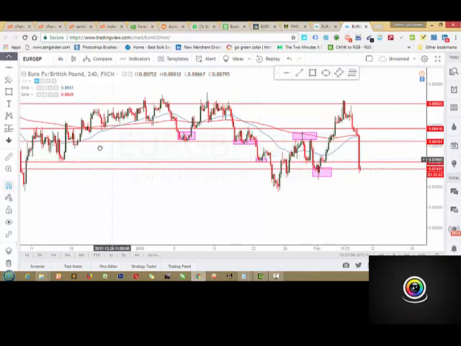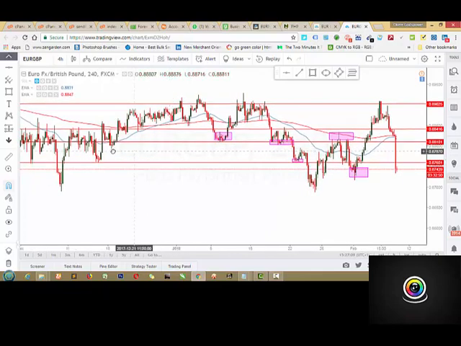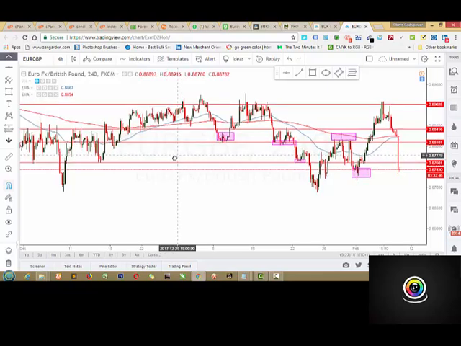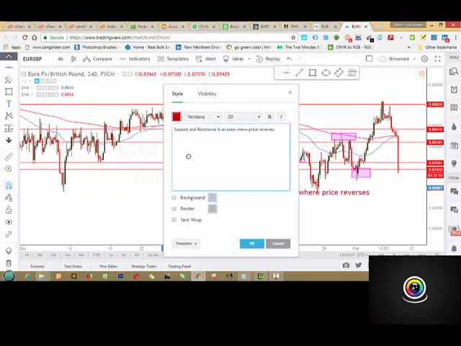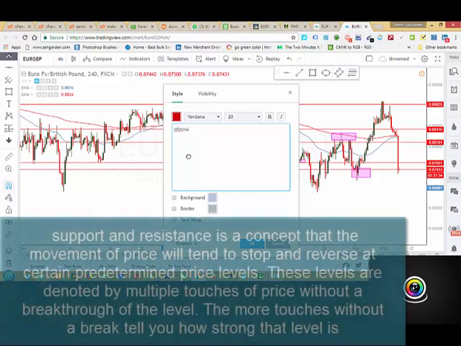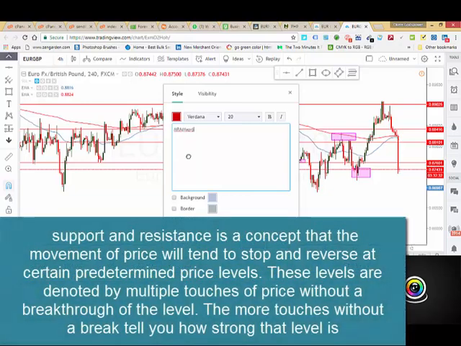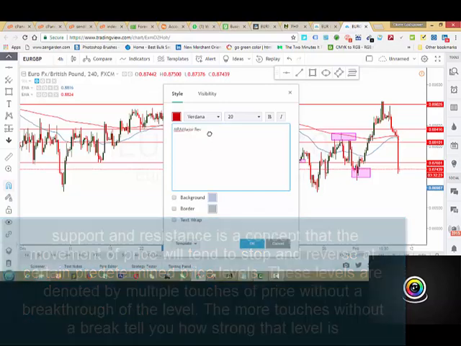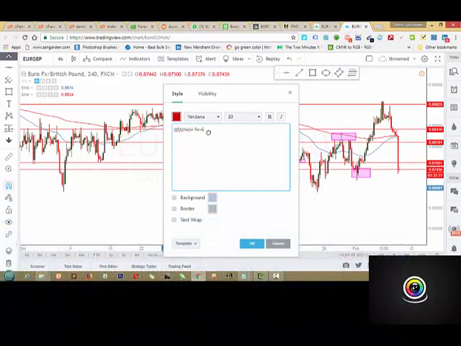So support and resistance levels are levels that price gets to and reverses. We call them MRAs, which stands for major reversal areas. Support and resistance: major reversal areas.